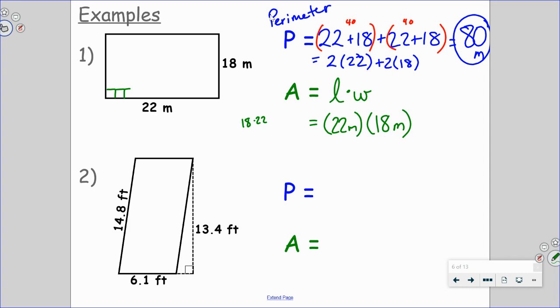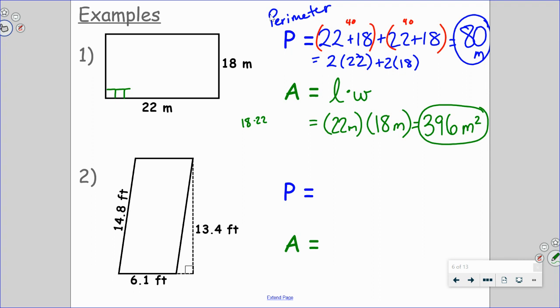By the way, I will allow you to use a calculator for this assignment. I'm trying to work with you through measurement, not through multiplication or addition of numbers. So pull out my trusty calculator. 22 times 18 is going to be 396. And you know what Mr. Cowan's going to say. 396 what? Well, we're talking square meters. Maybe we're talking grass. How many square meters of sod could be laid across that field?